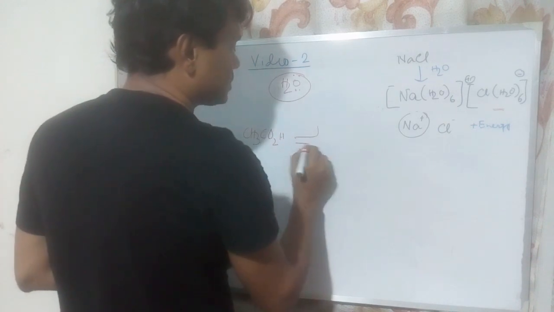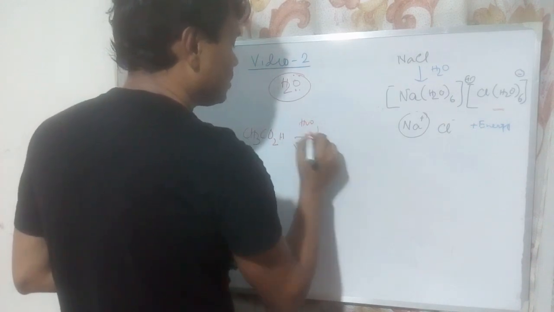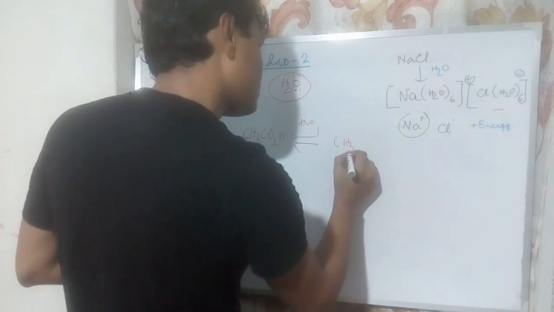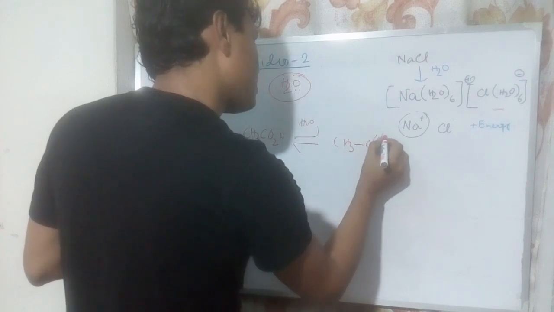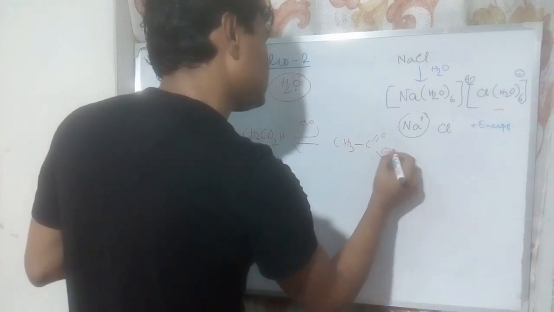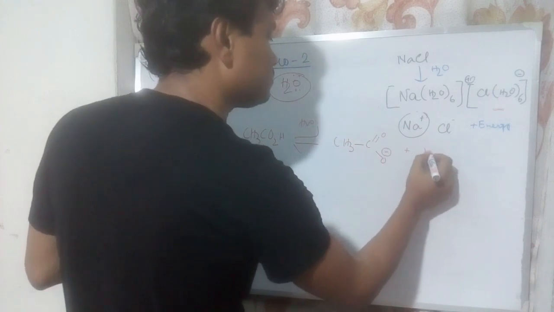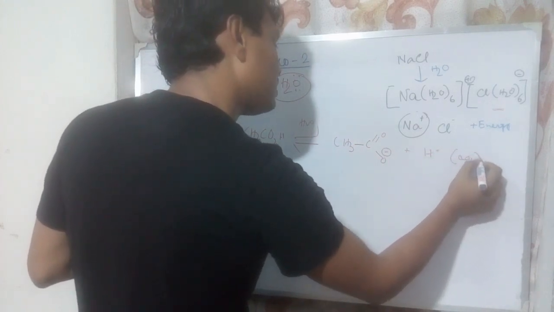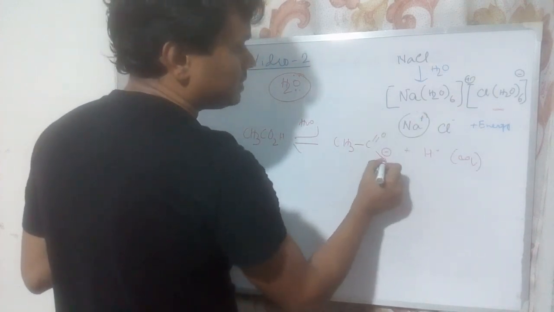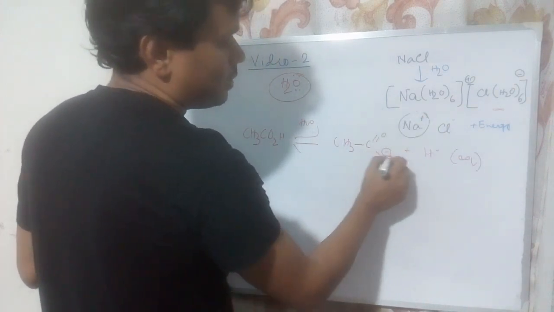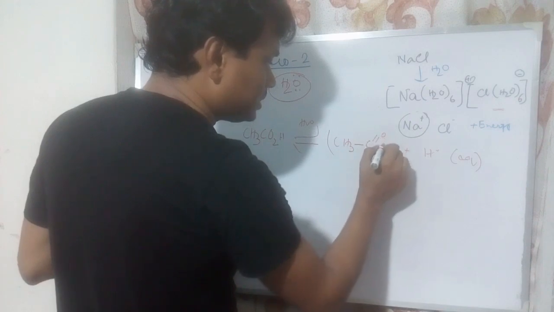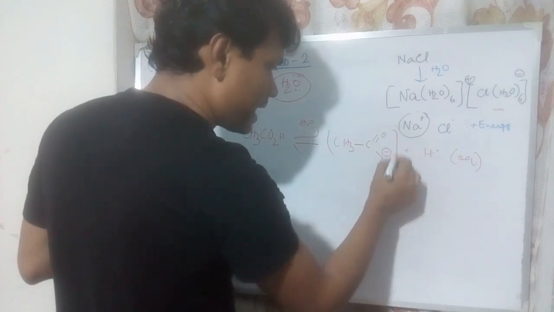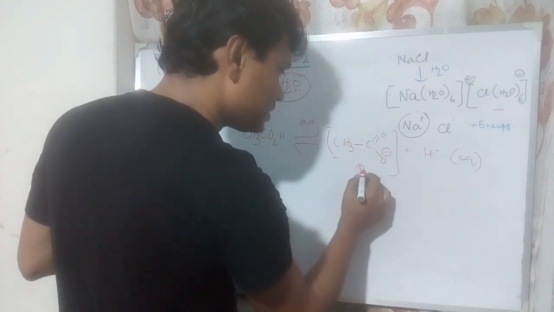What happens in the presence of water? It forms acetate anion. Actually, it hydrolyzes to give a proton and acetate anion. This is stabilized by water. I have explained previously, this is also stabilized by water. Actually, all of this is stabilized by water, and additionally, this remains in a resonance form.